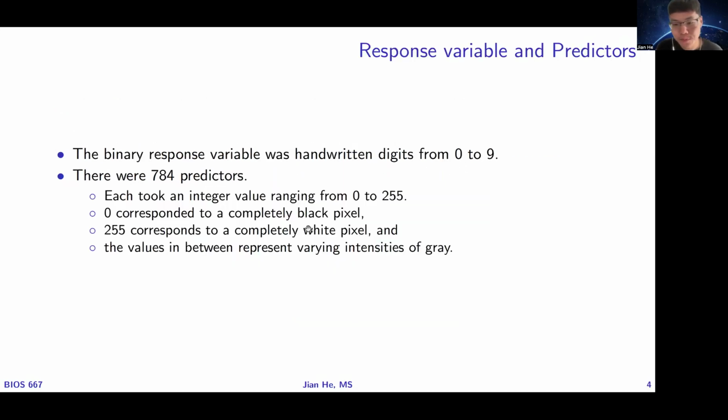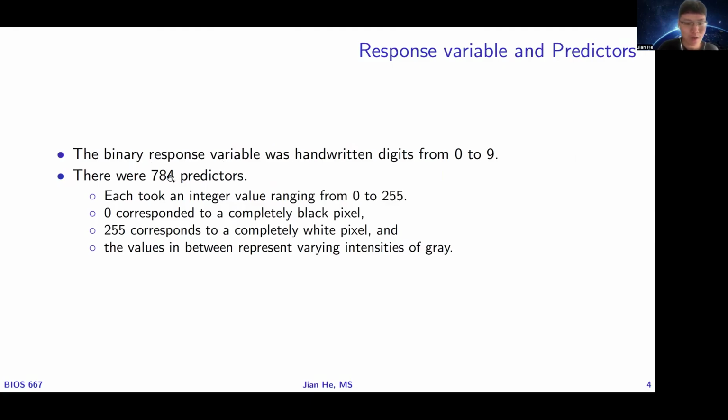So the response variable for this final project is handwritten digits from 0 to 9. This is of 10 classes. So that's a typo. That's not binary. It's a 10-class response variable.